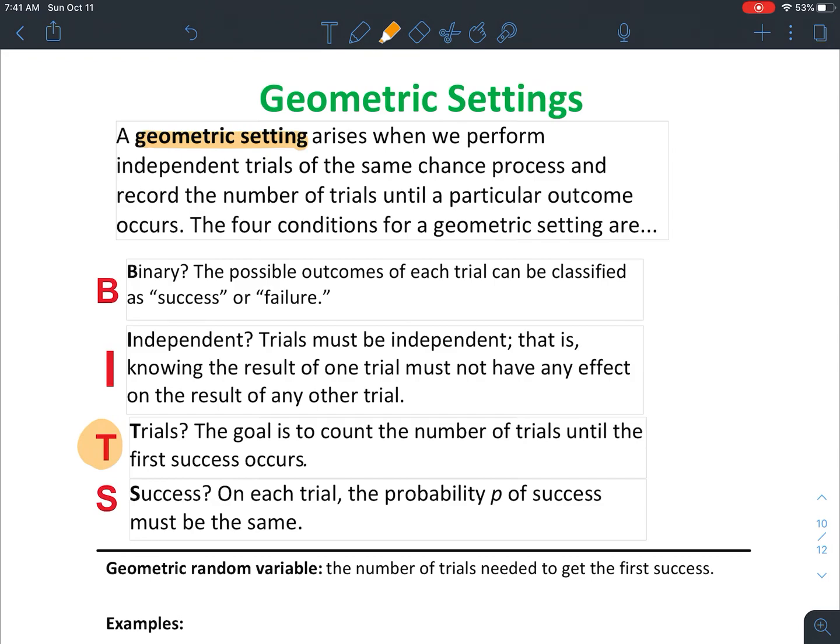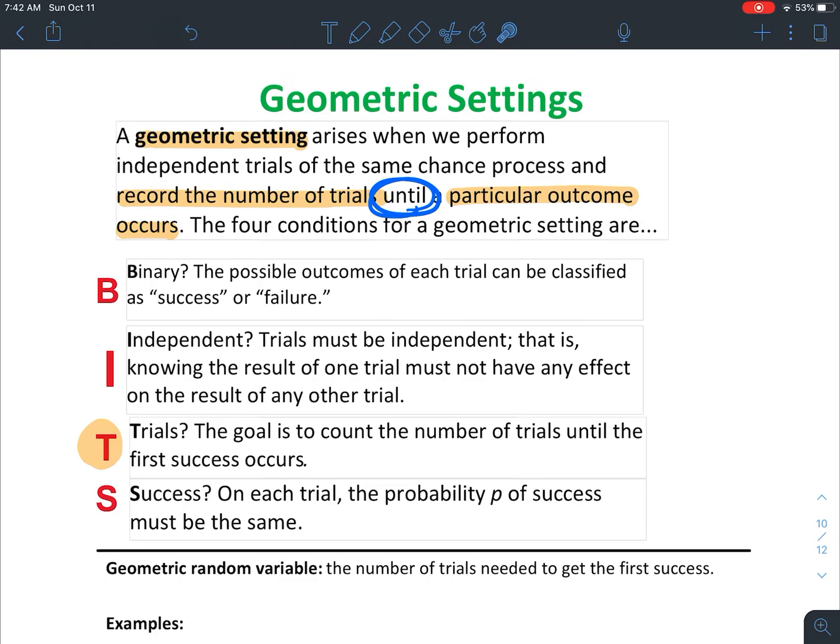When we're talking about a geometric setting, this arises when you're performing independent trials. You still have to have the same chance process, so your probability of a success still has to be exactly the same on each trial, just like with a binomial random variable. But here's the difference. You keep going and you record the number of trials until you reach a particular outcome that you're looking for.